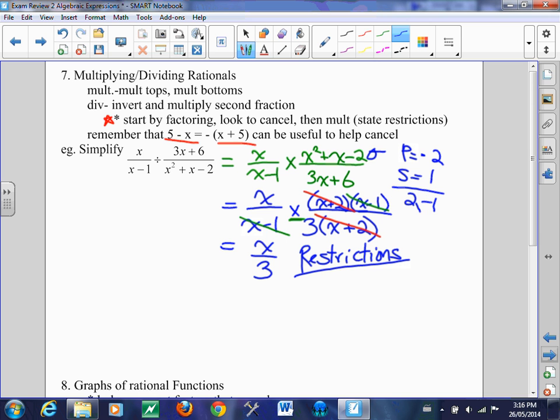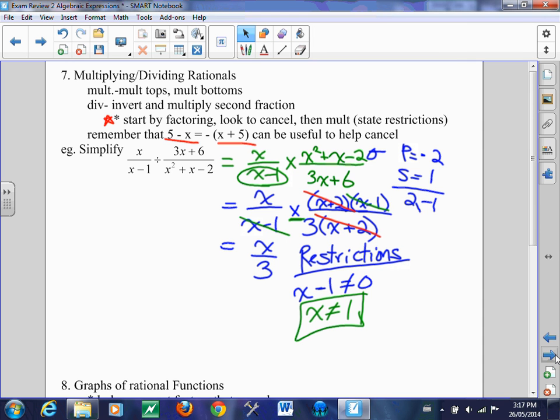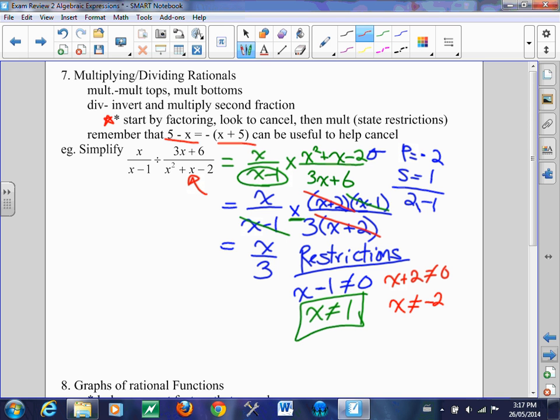Our restrictions are that x minus 1 cannot equal 0, and that's from this first denominator right here. So x cannot equal 1. That's the first one. The second one, you have to be careful, is from the original question. That's still the divide by sign. So that tells us that we already have the x minus 1, but we need the x plus 2 part. So x plus 2 cannot equal 0, so x cannot equal -2.